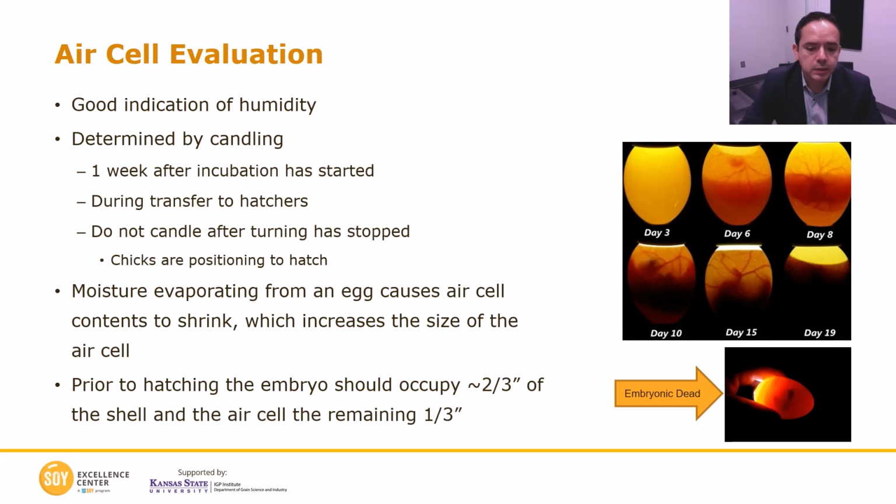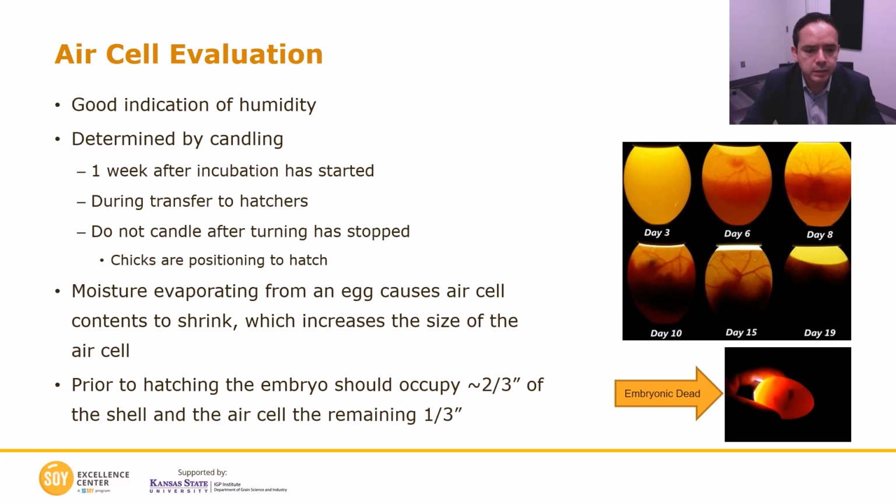The good news is that we can use the air cell evaluation to monitor how much moisture those embryos are losing. So the air cell evaluation is going to give you a good indication of whether the humidity is correct in the incubator. And the air cell evaluation can be determined by candling, as you can see in the picture on the right, and can be done a week after incubation has started and during transfer to hatchers.